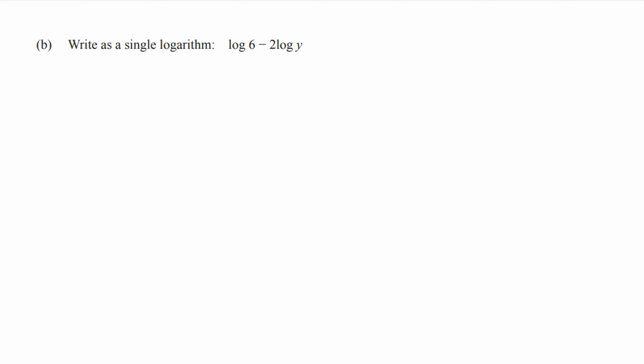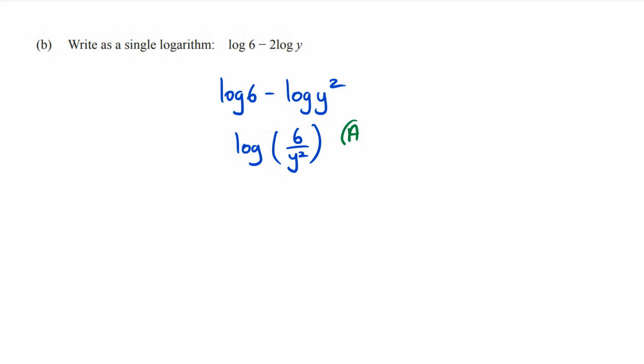All right, next part of the question, B. We're looking at writing it as a single log. So we're going to write this as log of 6 minus log of y squared. Because remember, that's one of the log rules: when you have a number in front of a log, you can bring it in as a power. And then because we're subtracting, we can now rewrite this as log of 6 divided by y squared. Another nice and straightforward achieved question.